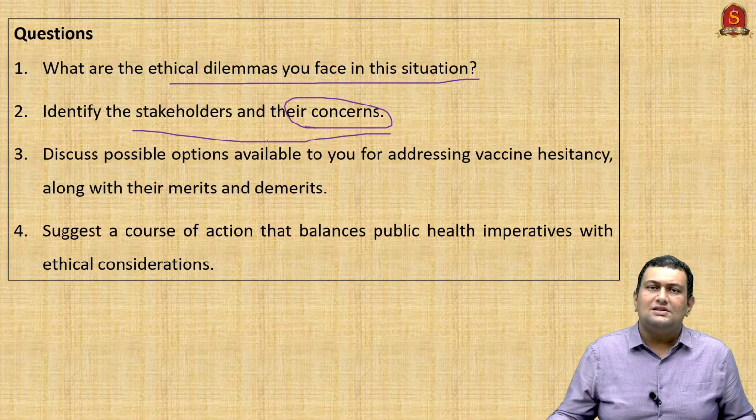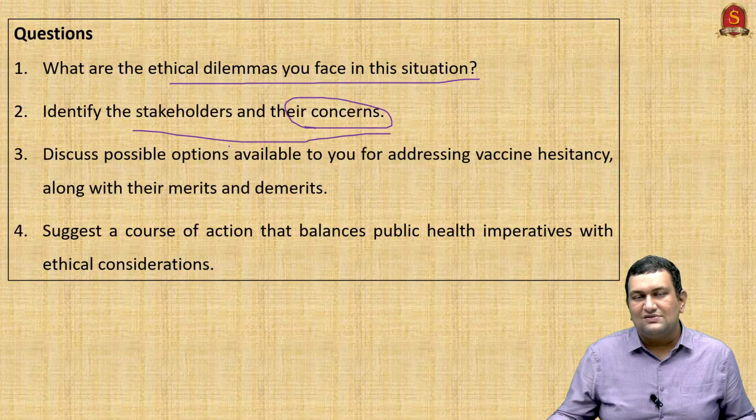The third stakeholder is the health officials. Their concern is that they have to go ahead with this vaccination drive and vaccinate the public, but they are facing stiff resistance from them. The fourth stakeholder you can mention is the state government. They also want to implement this vaccination, but they are also concerned about public health. So these are the things you can mention.